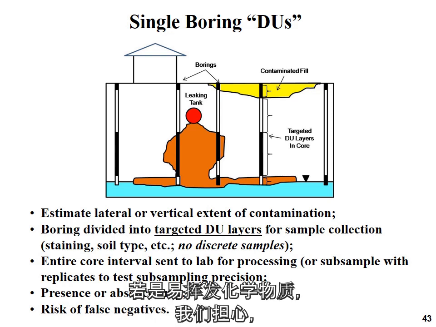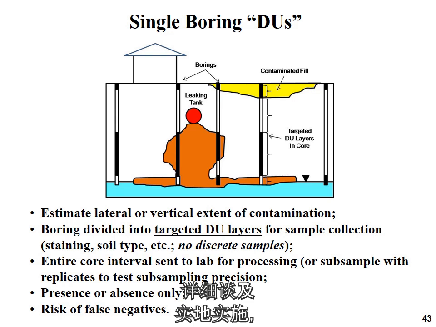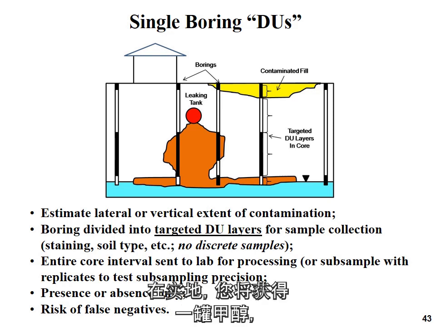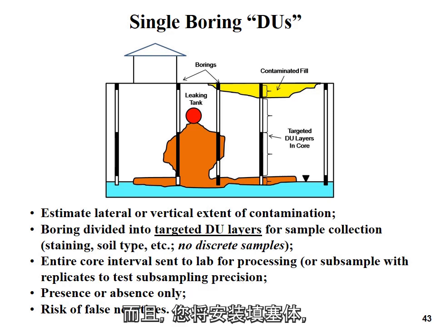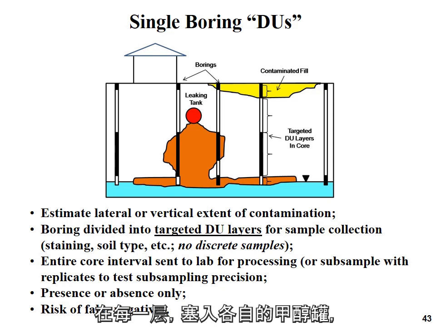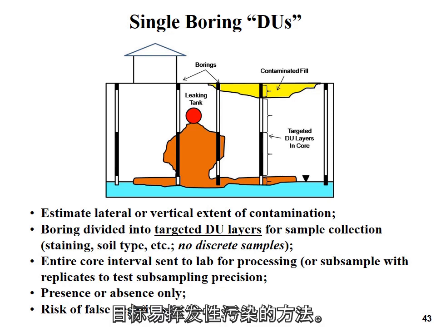If it's volatile chemicals we're concerned about, John will talk more about that in the 4th presentation on field implementation. You would have a jar of methanol in the field with you, and you'd take plugs along that targeted layer, and you would put the plugs for each layer into its own jar of methanol, and that's what the lab would test for the targeted VOC contamination.